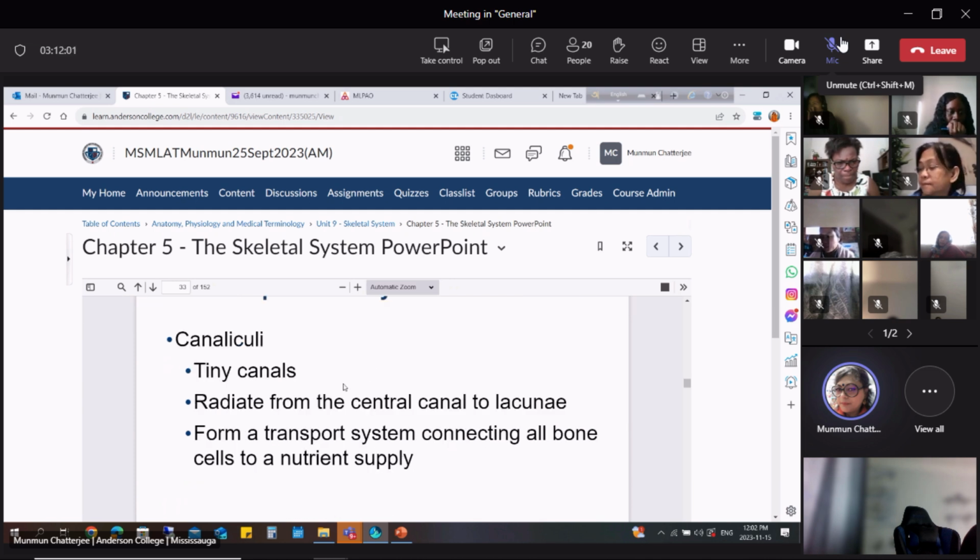What are canaliculi? We have the central canal, the Haversian canals, and perpendicular to them goes the Volkmann canal. In the same way, from the central canal, tiny canals radiate to different parts of the bone. These are called the canaliculi. They radiate from the central canal to the lacunae and help in the transport system, connecting to all bone cells for nutrient supply.